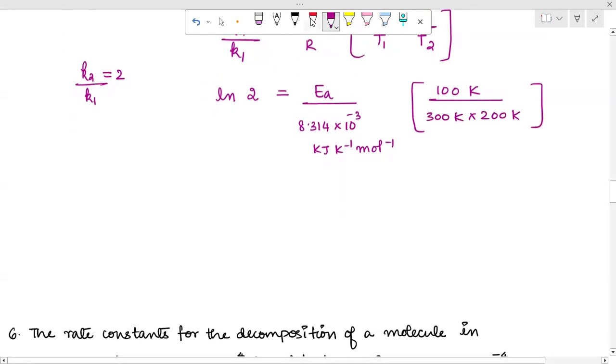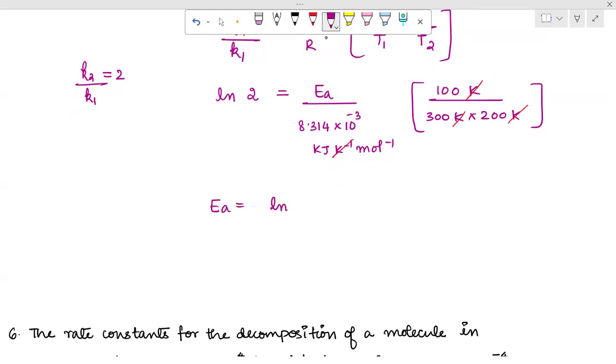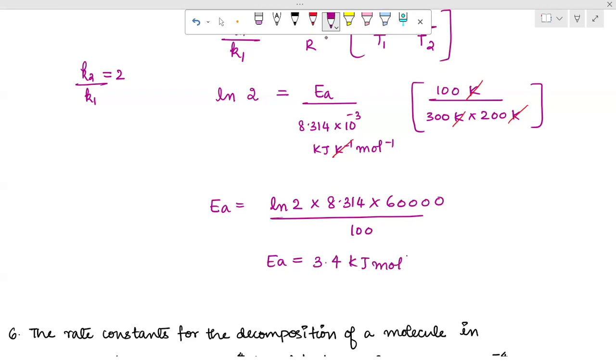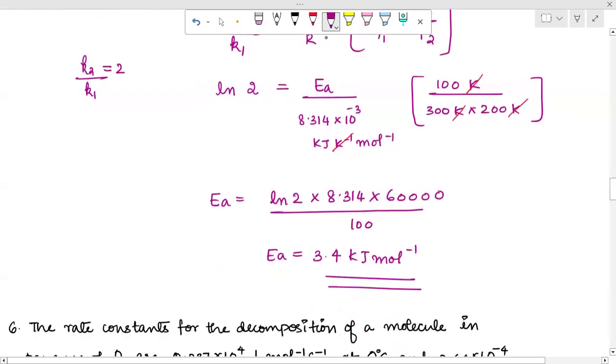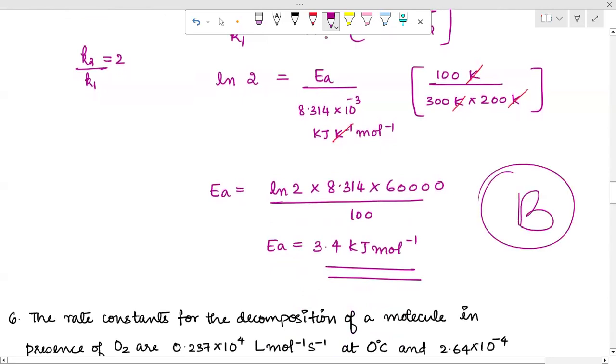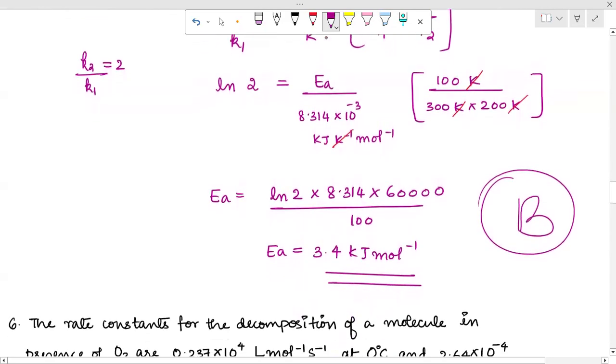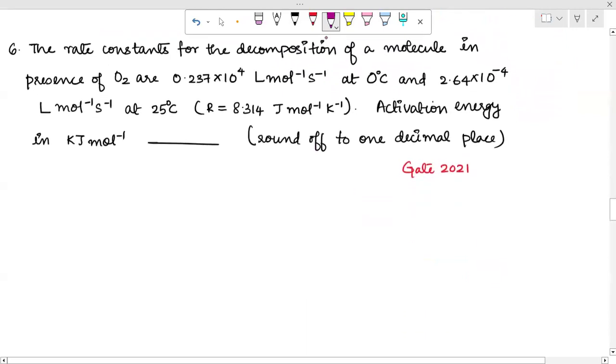Correct? If I have to cancel the units, Kelvin per Kelvin gets cancelled over here. So your activation energy is equal to ln 2 into 8.314 into 3 into 2 is 6 followed by 4 zeros divided by 100. I'm getting an answer approximately equal to 3.4 kilojoules per mole. And the closest answer among the options is option B.